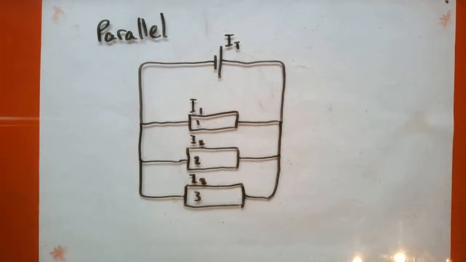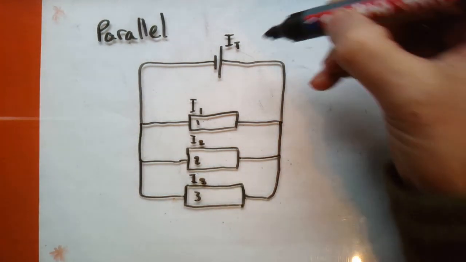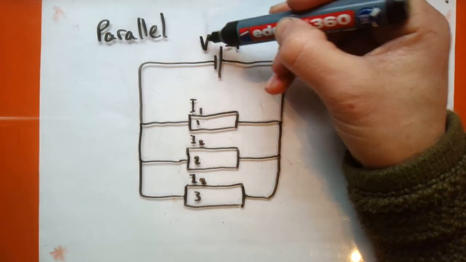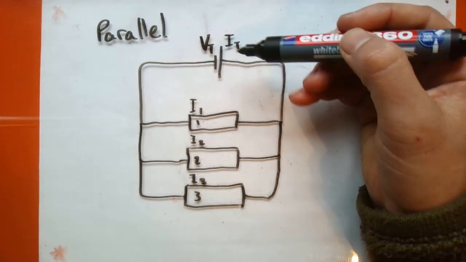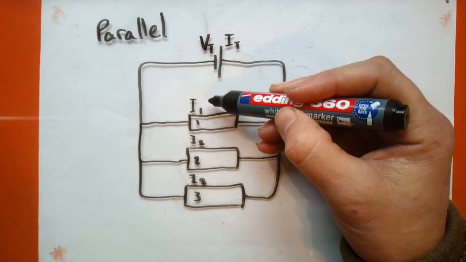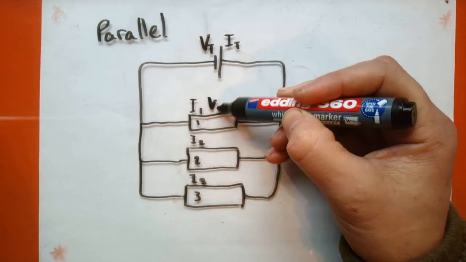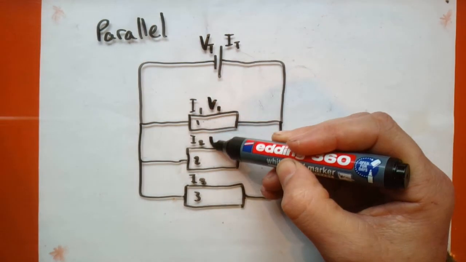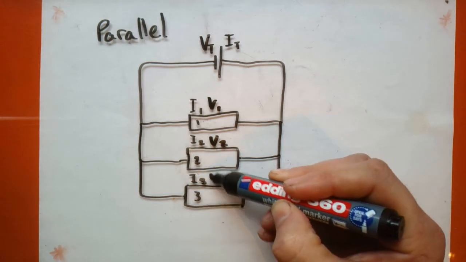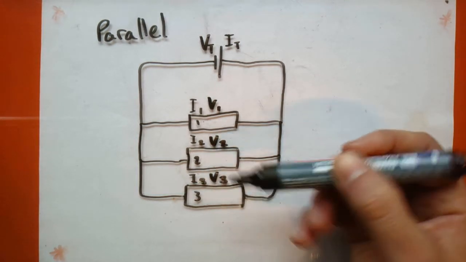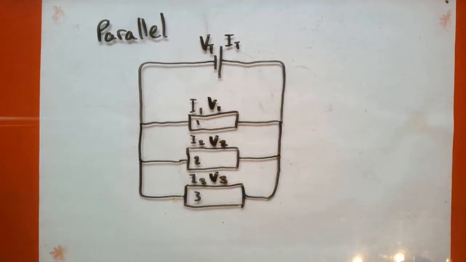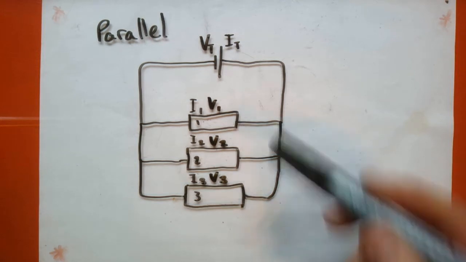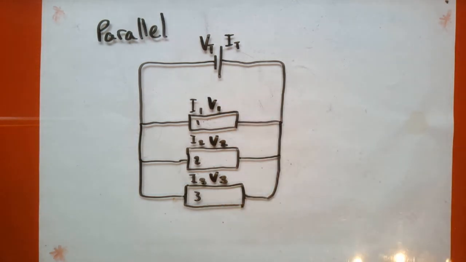at resistor 3. We're also going to be able to talk about the voltage, the total voltage, which we measure here over the cell. We're going to talk about the voltage at resistor 1, the voltage at resistor 2, the voltage at resistor 3. We could use any number of resistors in parallel, and this would still apply. I've just chosen to use 3.